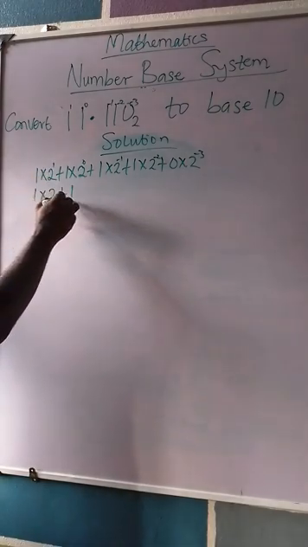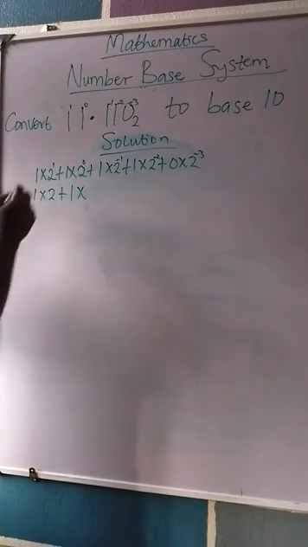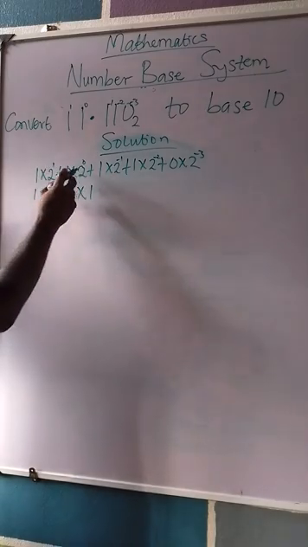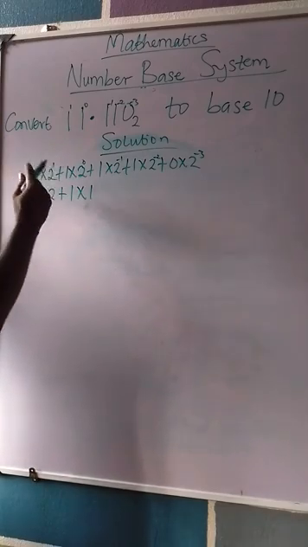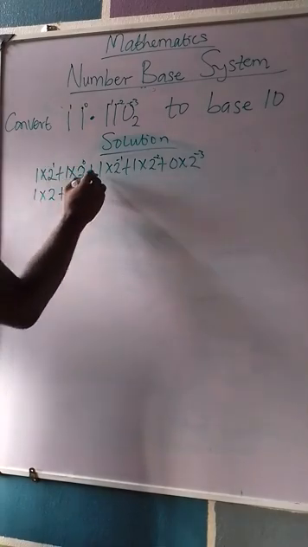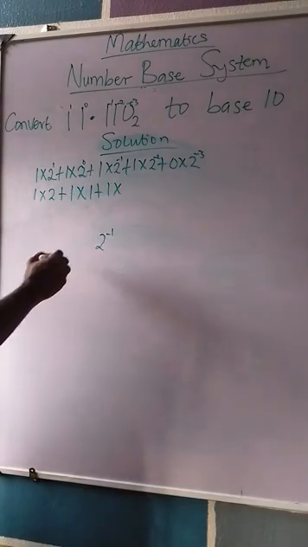Plus 1 times 2 raised to power 0. 2 raised to power 0 is what? Is 1. Anything raised to power 0, take note, apart from 0, is 1. Any number raised to power 0, apart from 0, is 1. So you put your plus. Now coming to this, 2 raised to power minus 1.